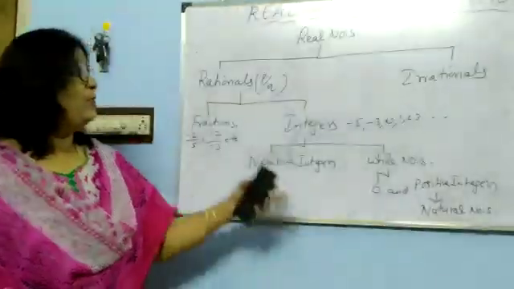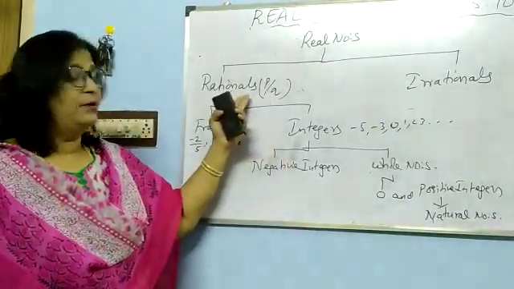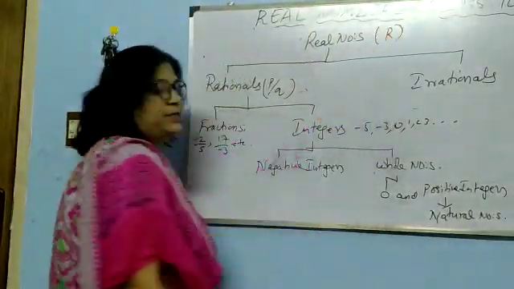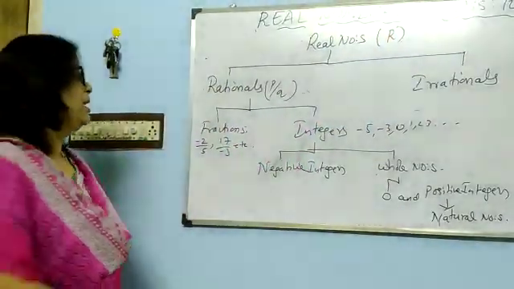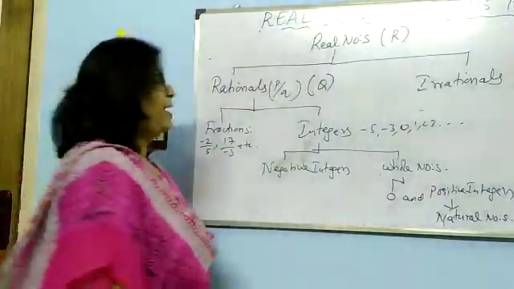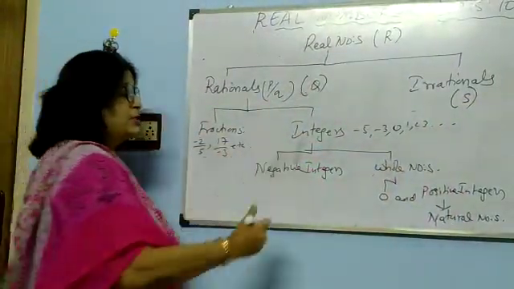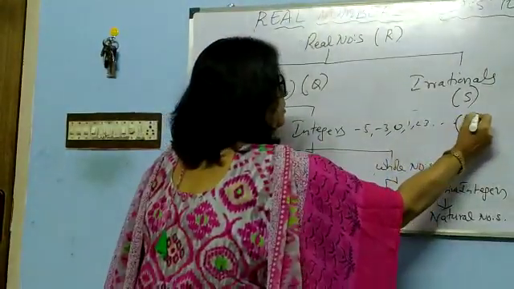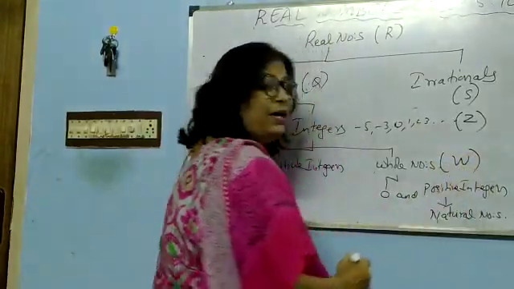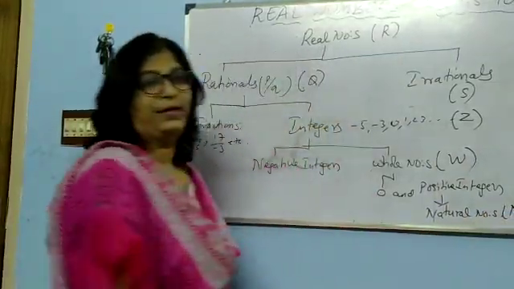In mathematics, we have certain English alphabets to represent the number systems. For example, real numbers are represented by the letter R, rational numbers by the letter Q, and irrational numbers by the letter S. Integers are represented by the letter Z, whole numbers by the letter W, and natural numbers by the letter N.